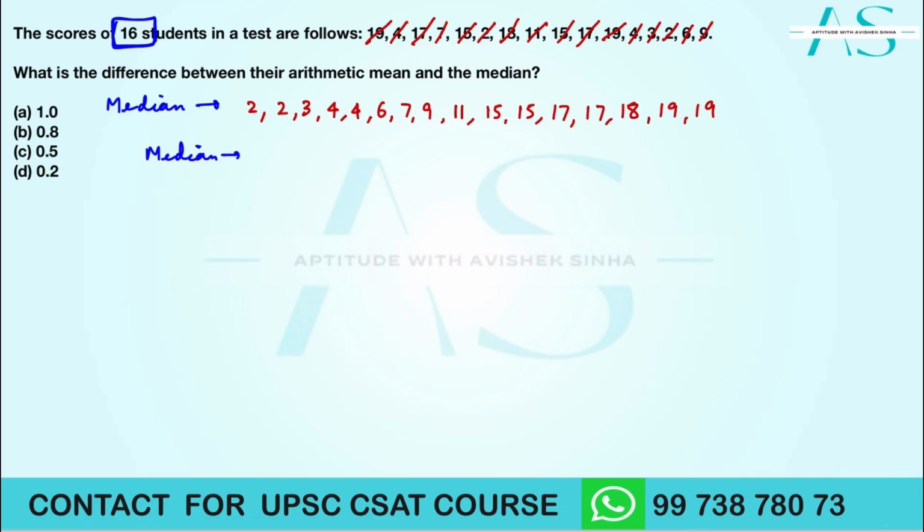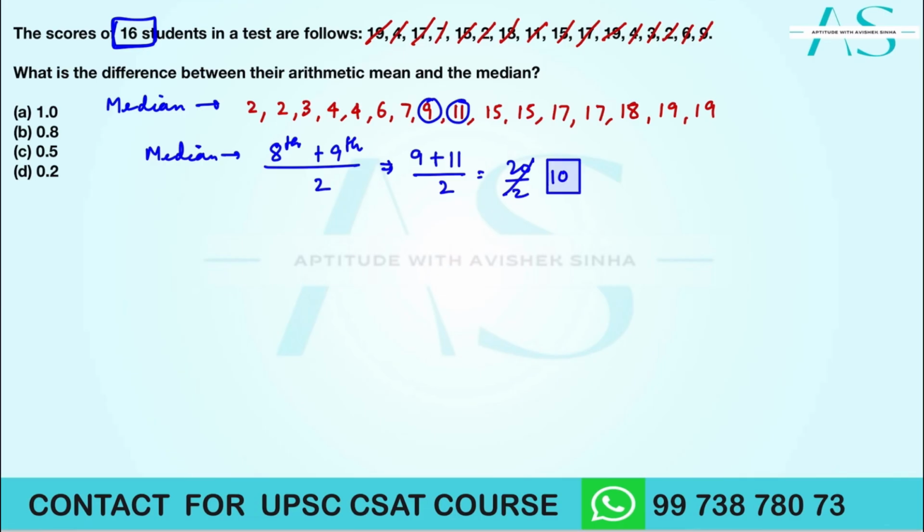So here, the median would be the summation of half term, which is 8th term plus 9th term by 2. So 8th term क्या होगा? 1 2 3 4 5 6 7 8. 8th is 9. 9th term is 11. 9 plus 11 by 2, 20 by 2, which is 10. This is the median value.